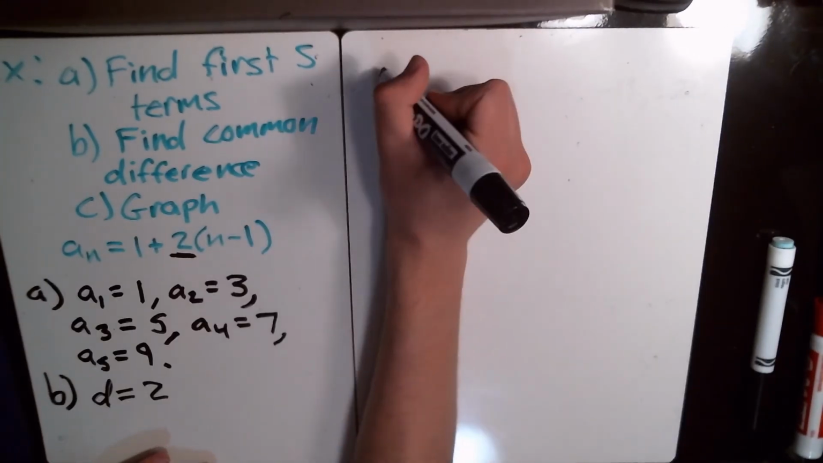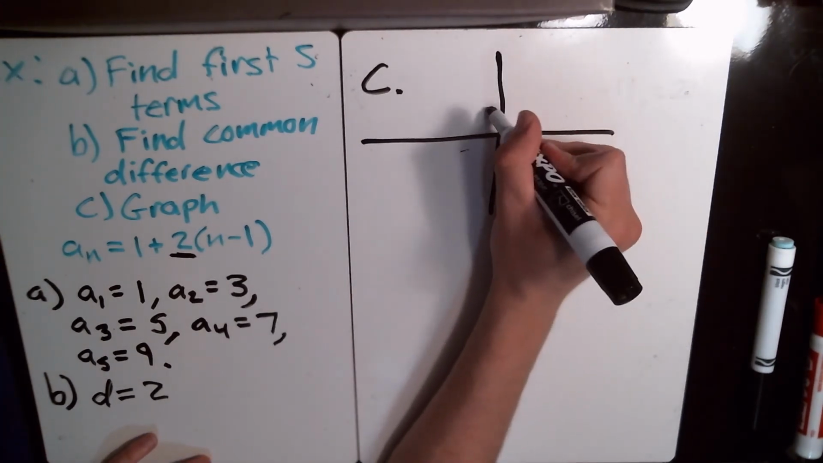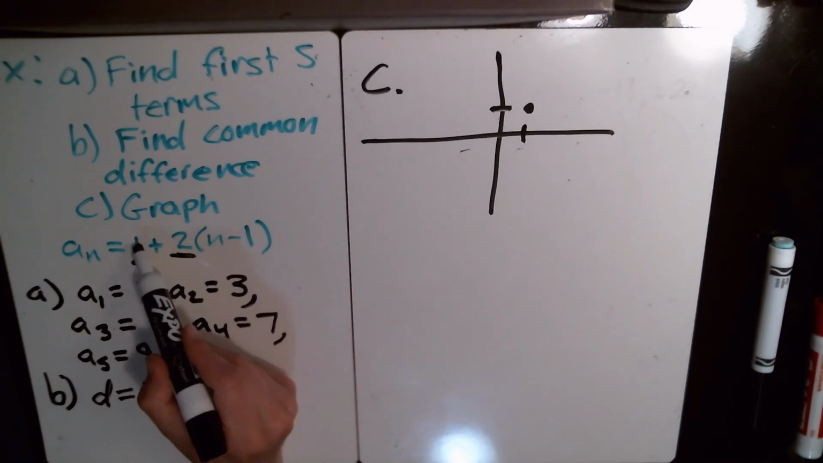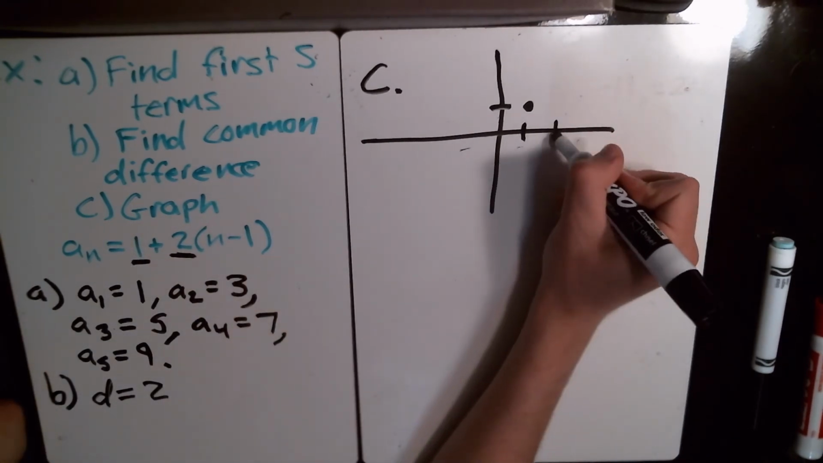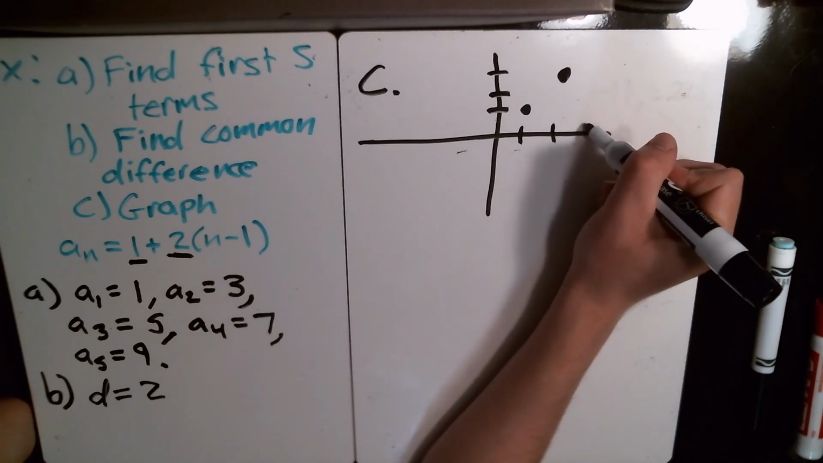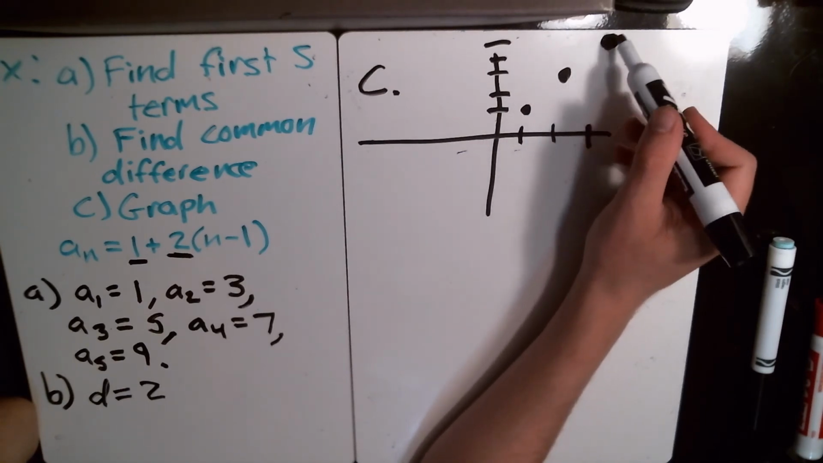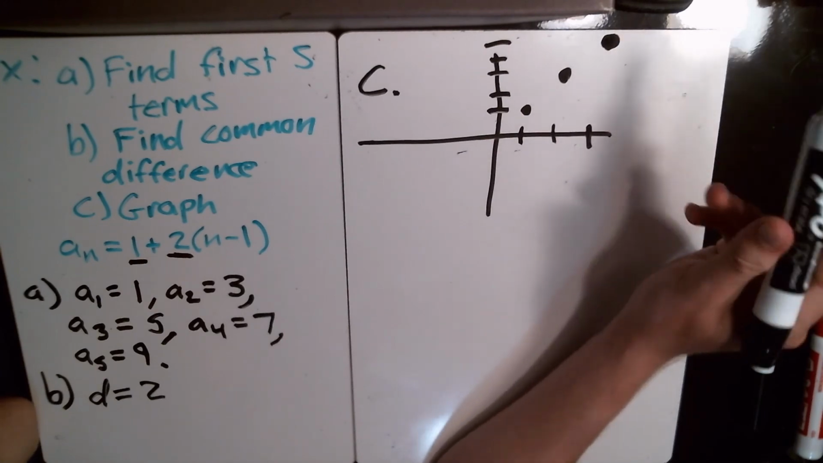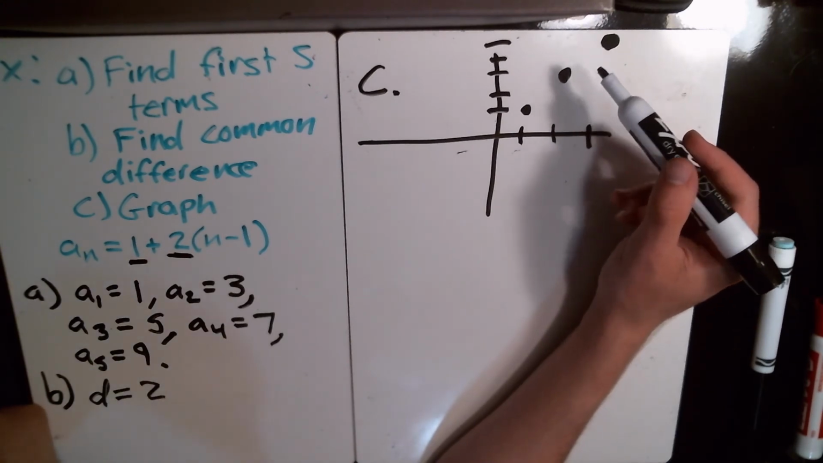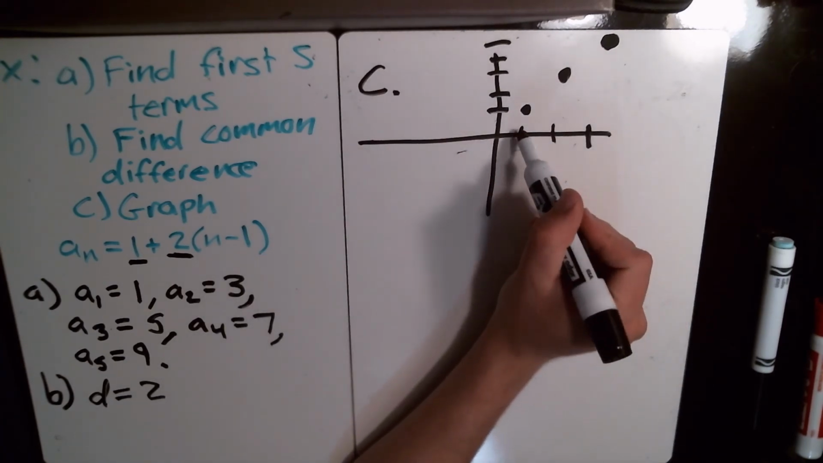And we don't fill in the lines. So at a1, we're at 1. You can see that in the equation too. Whatever was out here was the first term. At 2, we're at 3. At 3, we're at 5. And then it just continues off in that line with just dots. For sequences, you don't need to fill in the line between the points, because a sequence only happens at the whole numbers.